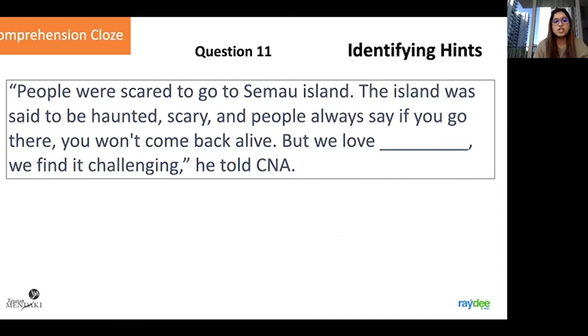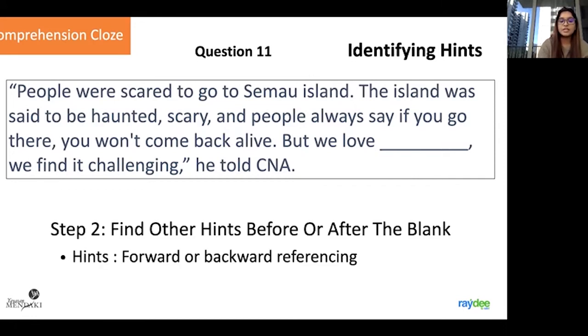Okay, the next question. People were scared to go to Samau Island. The island was said to be haunted, scary, and people always say if you go there, you won't come back alive. So it's like a very mysterious island. But we love what we find it challenging, he told CNA. Now, over here, we are also going to do forward and backward referencing.